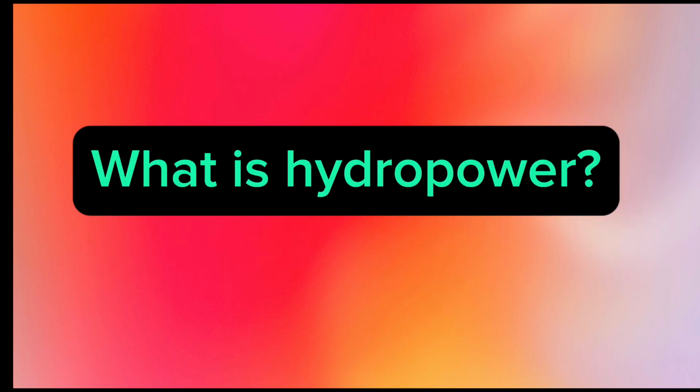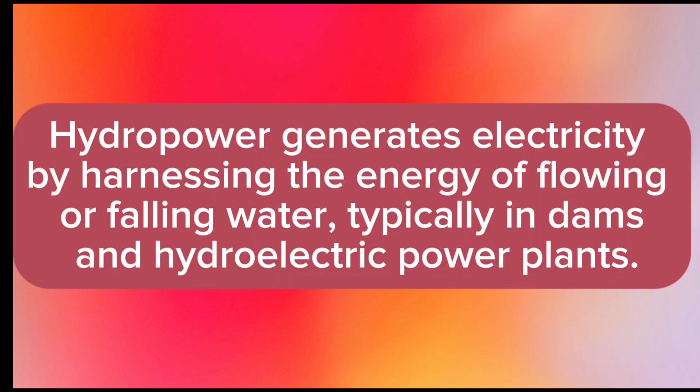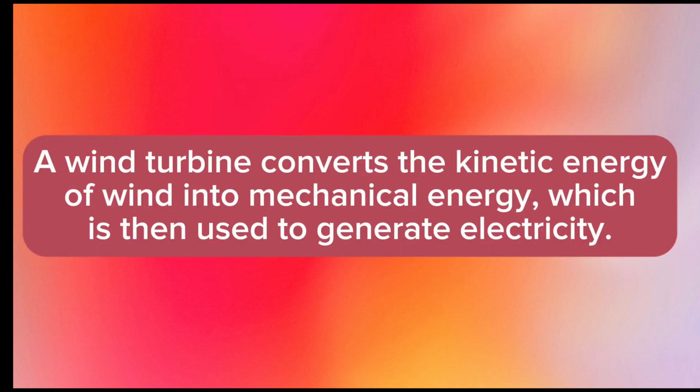What is hydropower? Hydropower generates electricity by harnessing the energy of flowing or falling water, typically in dams and hydroelectric power plants. What is a wind turbine? A wind turbine converts the kinetic energy of wind into mechanical energy, which is then used to generate electricity.